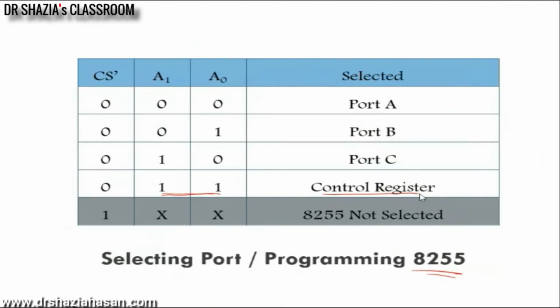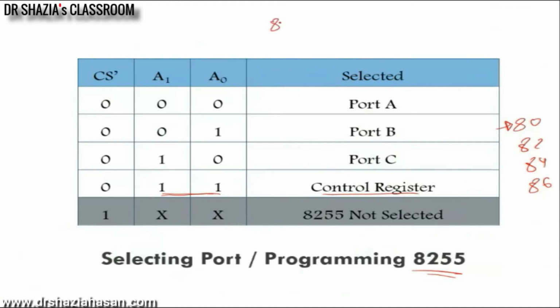We'll come to that a little later. But for these addresses, when I want to communicate through port A, my A0 and A1 will be 00, 01 for port B, 10 for port C, and 11 for the control register. Here, let us assume the starting addresses I'm having are 80, 82, 84, and 86. If my base address or starting address is 80, then the addresses generated by the processor will be 80, 82, 84, and 86. Why?